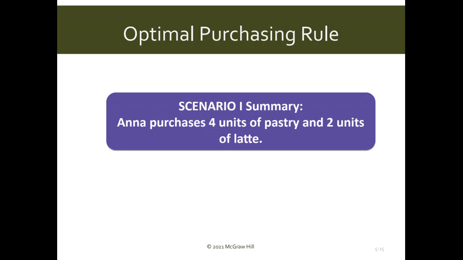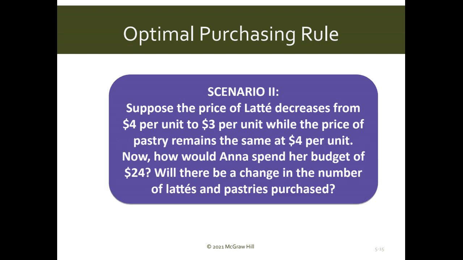So this is a summary, right? Anna purchases 4 units of pastry, that is $16, and 2 units of latte, that is $8. That is the best purchasing rule. Now we have scenario 2.